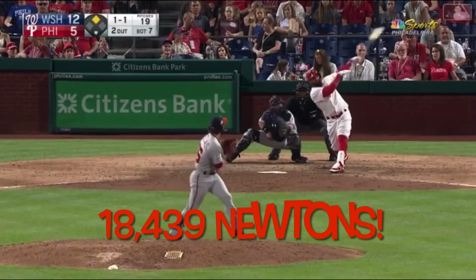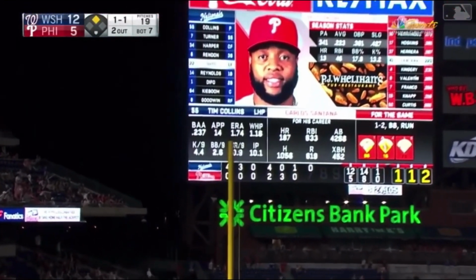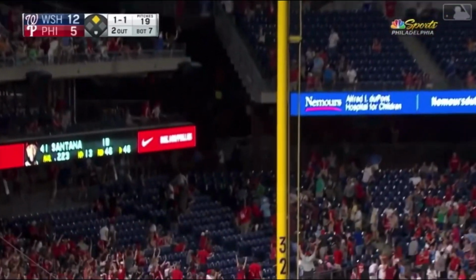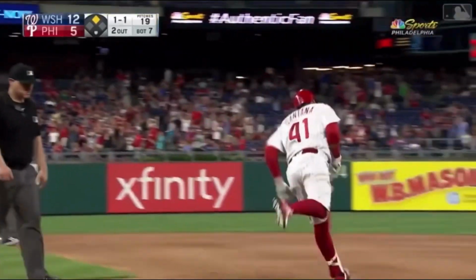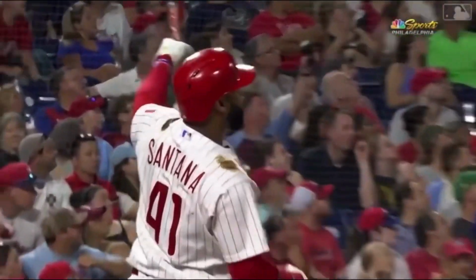On average, the force required to hit a home run is 18,439 newtons, or 4,124 pounds of force from the batter. This is no easy feat, which is why baseball players bulk up to generate force in their swings.